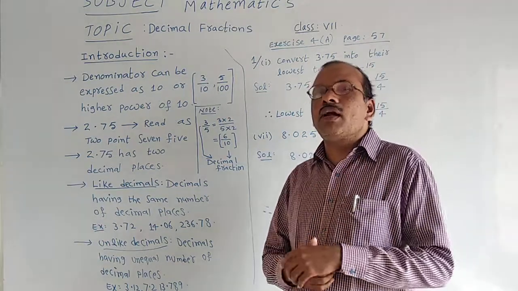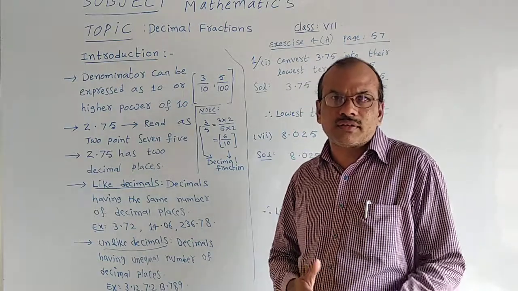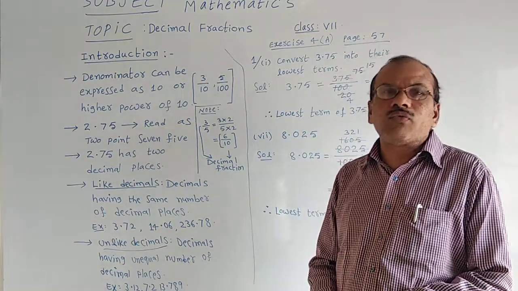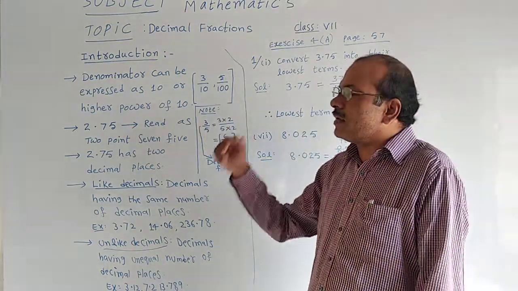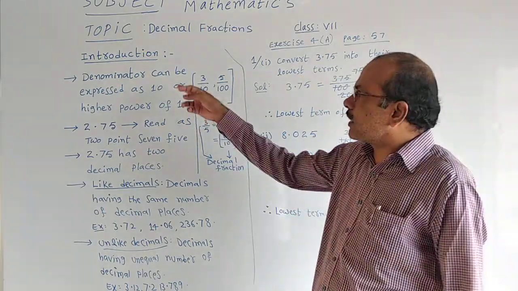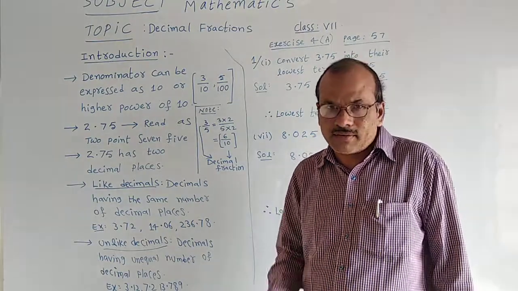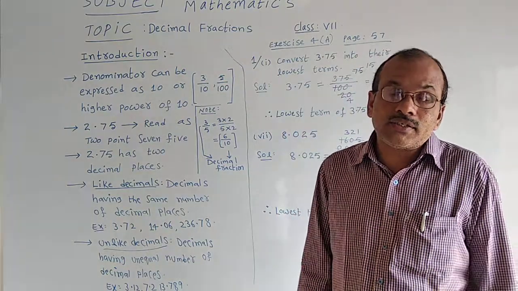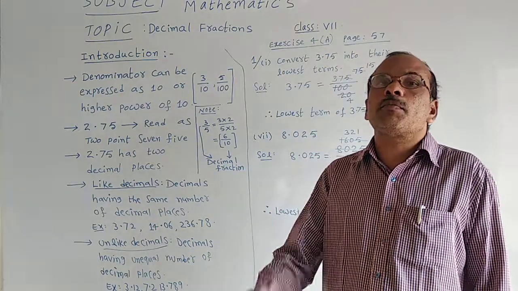We have learned this already in class 4, even 5, and of course 6 also, I think. Now a little part we have written here to make it more clear. First and foremost information is: what is a decimal fraction? See here, a decimal fraction is a fraction whose denominator can be expressed as 10 or some higher power of 10.